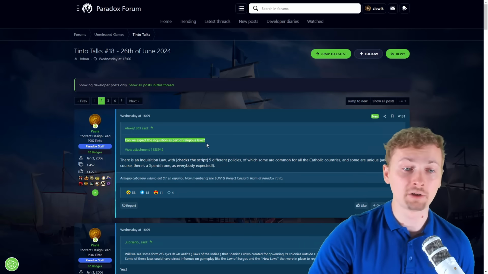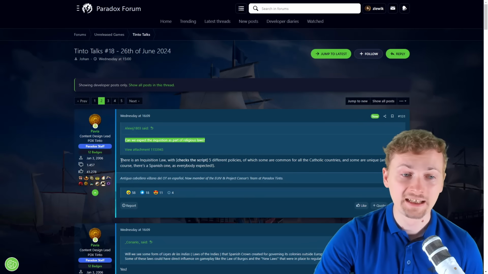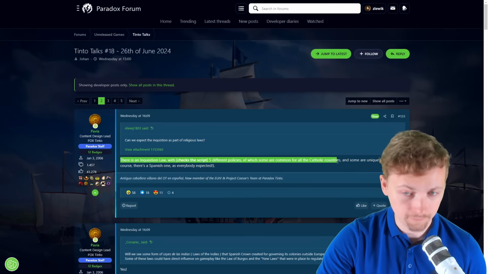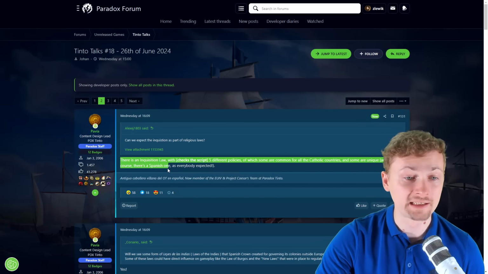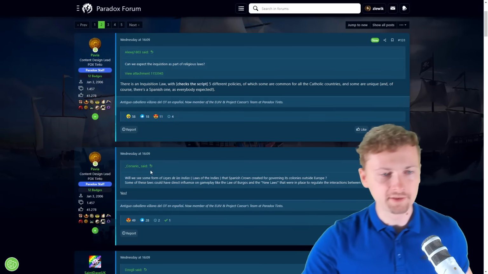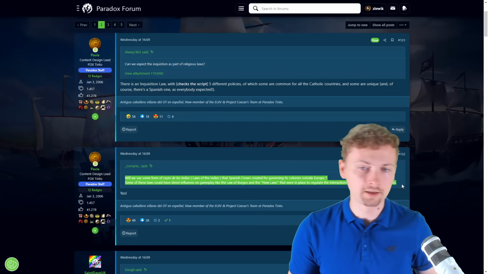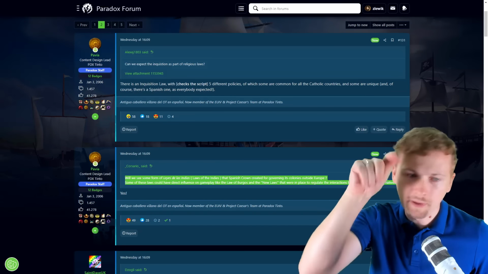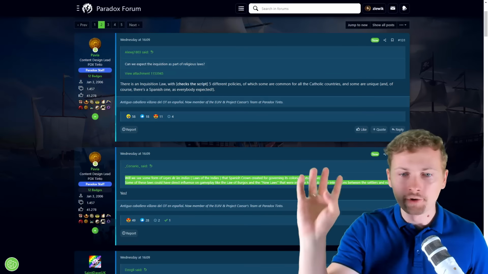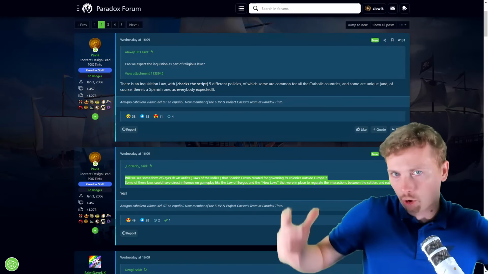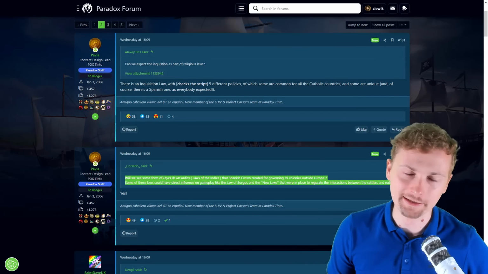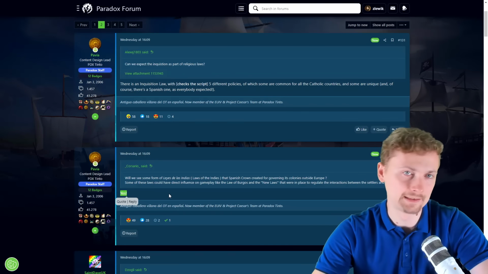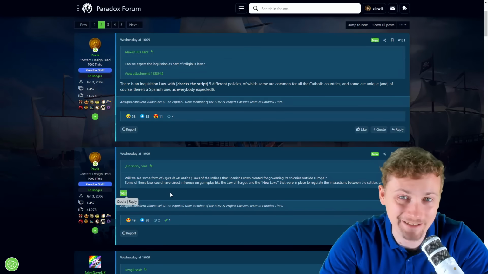Can we expect the Inquisition as part of religious laws? There is an Inquisition law with 5 different policies, of which some are common for all the Catholic countries and some are unique, and of course there's a Spanish one, as everyone expected. That is really interesting. So the guy is asking if there will be any laws that set up interactions between settlers and natives. It was a feature in EU4, like, you know, the three battles where you assimilate them faster, you don't have rebels, or the colonies grow faster. I'm really hoping for a more in-depth decision in EU5, and Pavia is saying that there will be such a decision. I'm really looking forward to the dev diary on colonization.